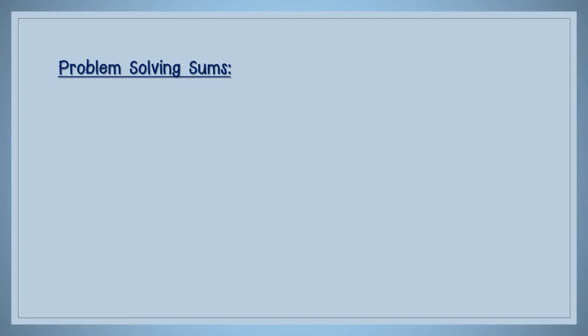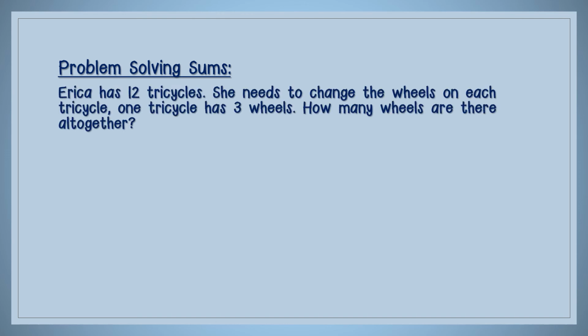Now learners, let's look at problem solving sums. Let's read the problem solving sum first. Erica has 12 tricycles. She needs to change the wheels on each tricycle. One tricycle has 3 wheels. How many wheels are there altogether? So now we need to look at the question very carefully and we need to identify what the question is asking us.